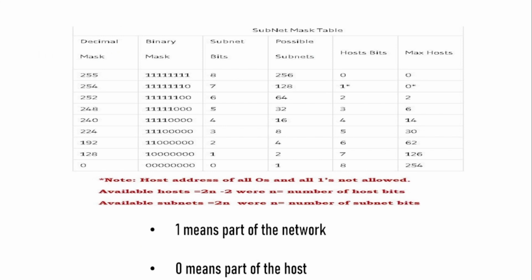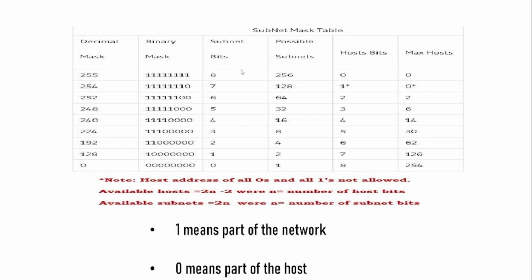Then next we have the subnet masks table. Here you can see 255. In binary, we can denote this 255 as all 1s, right? Here 1 means part of the network and 0 means part of the host. Now what do I mean by that? Here you can see this mask, and we can represent it in binary like this.